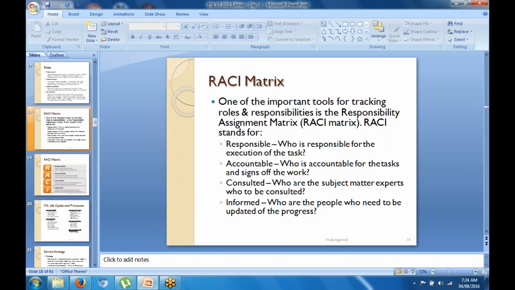Now it may be for a smaller task, it may be for a higher task. So A stands for accountable: who is accountable for the task and signs off the task, who gathers the approvals. Sign off is legal: you take an approval in an email, or a signature, and after the signature you mention his name with his surname in capital letters.